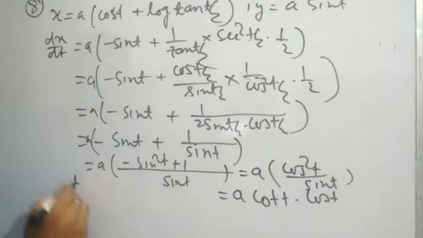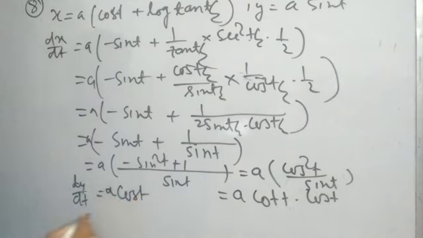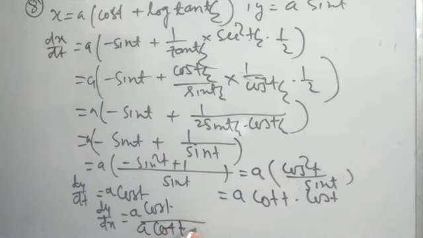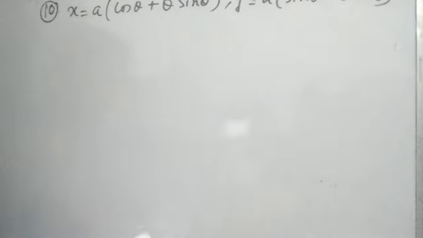Then dy/dt you can find easily, that is a cos t. Then dy/dx is equal to a cos t divided by a cot t into cos t. The a cancels, cos cancels, and 1 by cot t is equal to tan t. That is the answer of question number 8. Question number 9 is a very easy question, we have to do it. Question number 10 now is also an important question.